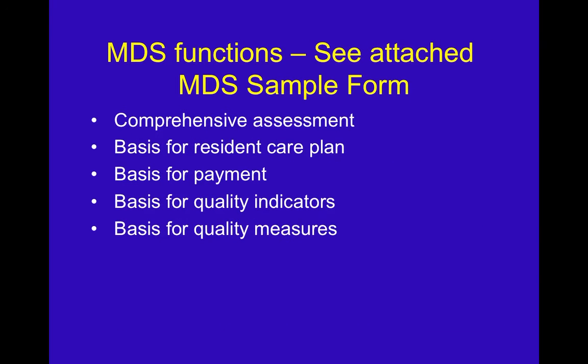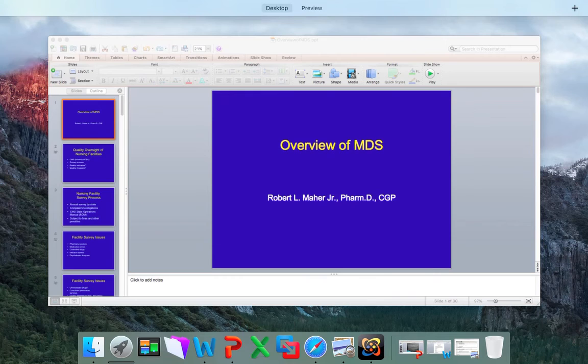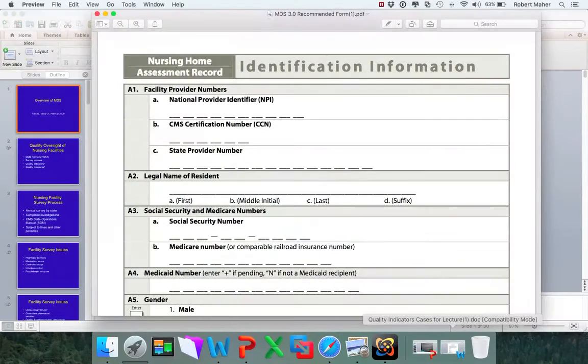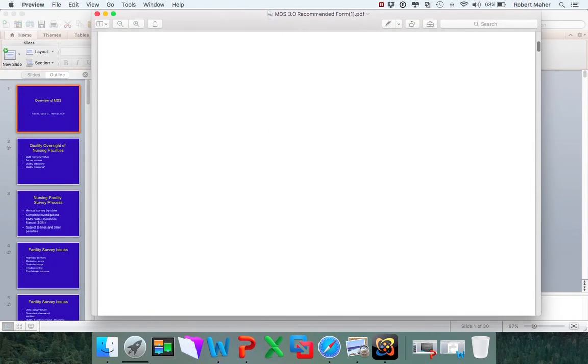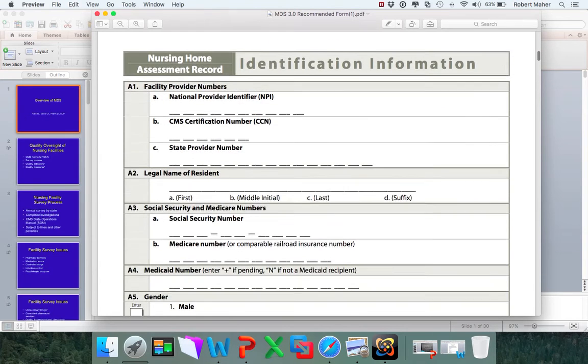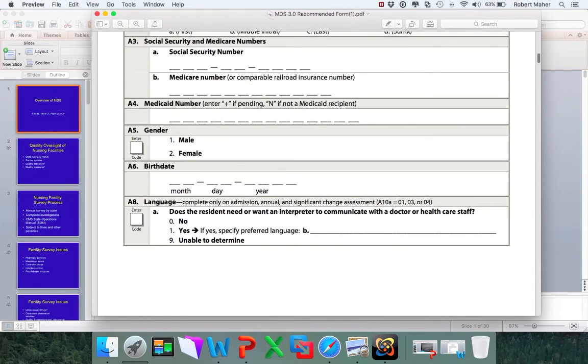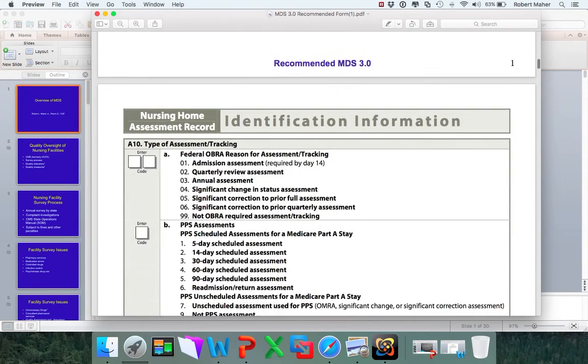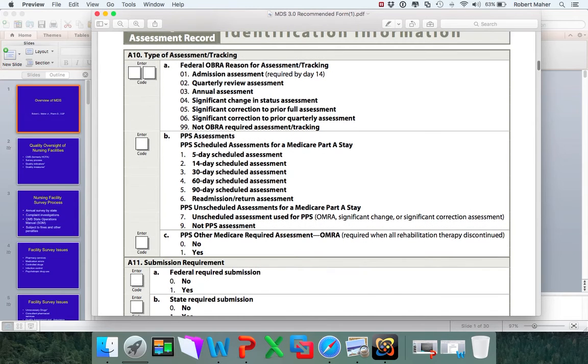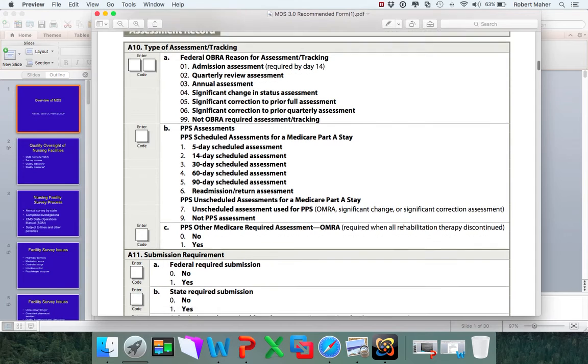So let's take a look at the MDS example that I posted here. Here's the MDS form, and I'm just going to highlight a couple of things. Here is the facility's information, the resident, their personal demographics. This has to be done on admission, and it should be done by day 14, and then there should obviously be a quarterly review and an annual review.